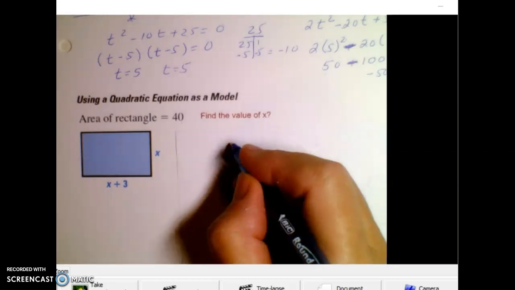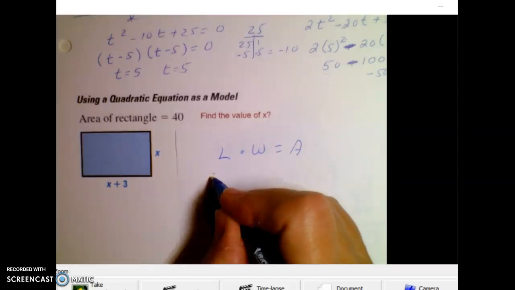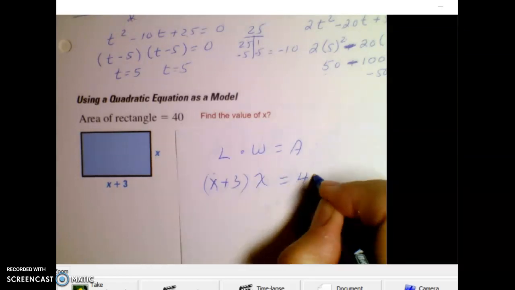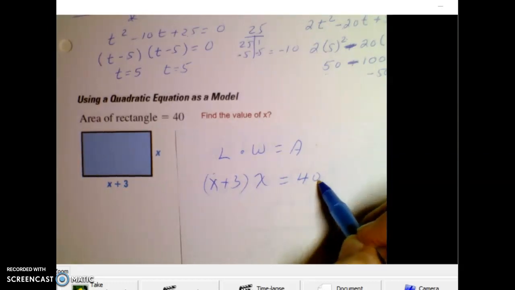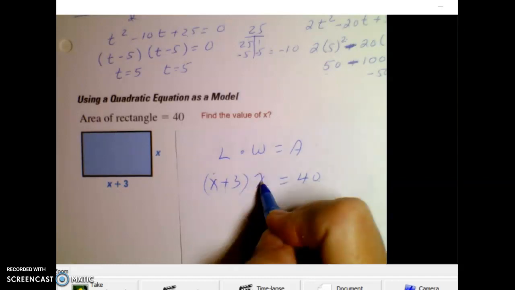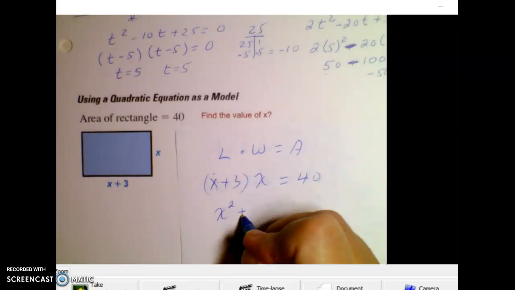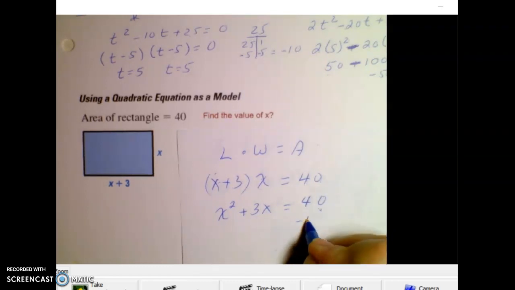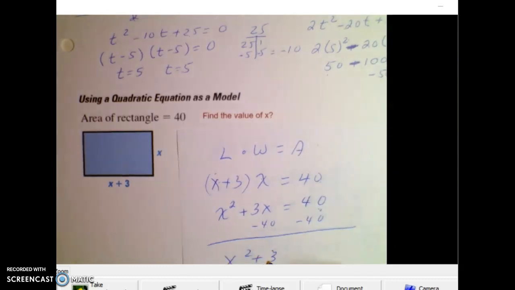Now we know to find the area of a rectangle, its length times width is equal to area. Here we have our length is x plus 3, our width is x, and our area is 40. For us to be able to solve this, remember we always want to have a 0 on this side so we can use the zero product rule. So first I'm going to multiply this out, and I would get x times x, or x squared, and x times 3 is 3x, equals 40. So to get a 0 over there, I'm going to subtract 40. And now I have x squared plus 3x minus 40 is equal to 0.